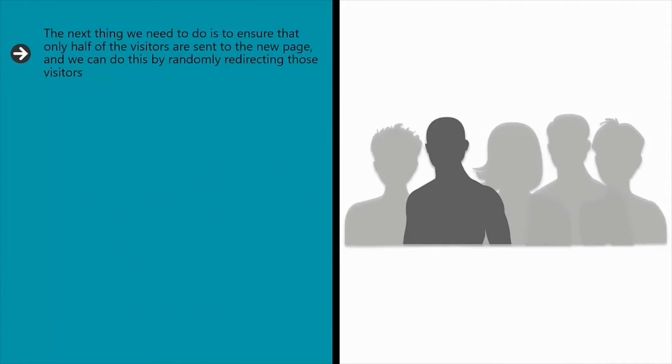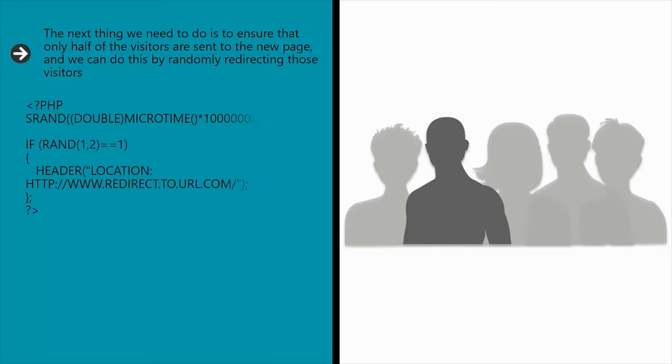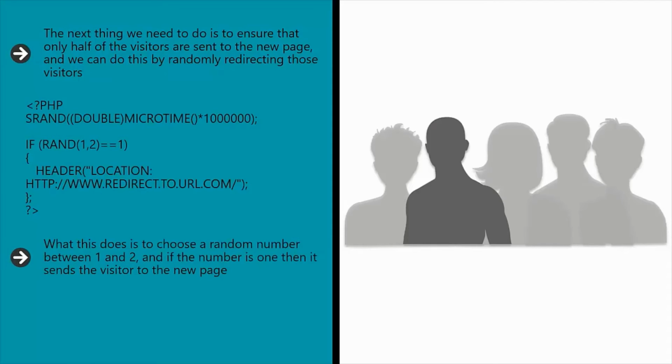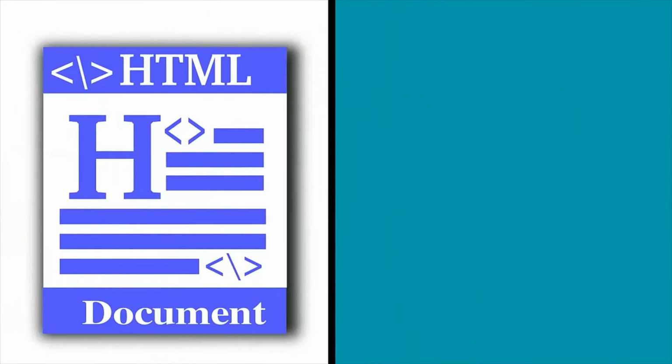The next thing we need to do is to ensure that only half of the visitors are sent to the new page, and we can do this by randomly redirecting those visitors. What this does is to choose a random number between 1 and 2, and if the number is 1, then it sends the visitor to the new page. If not, they stay where they are. This works by using a timer to choose the number, hence the need for the micro-time part. You don't really need to know how this works though, only that it does work.